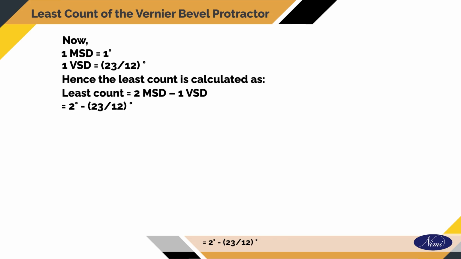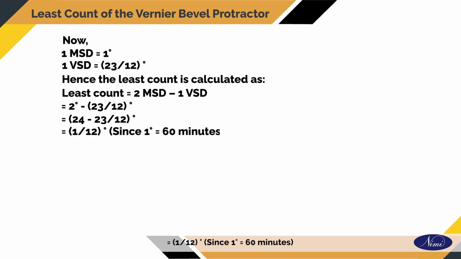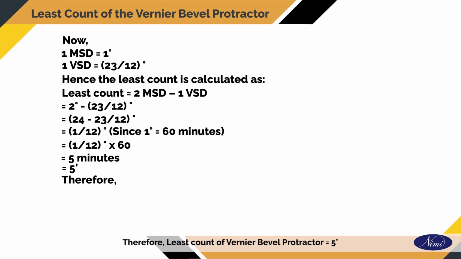which is equal to 2 degrees minus 23 by 12 degrees, which is equal to 24 minus 23 by 12 degrees, which is equal to 1 by 12 degrees. Since 1 degree is equal to 60 minutes, this is 1 by 12 degrees into 60, which is equal to 5 minutes. Therefore, the least count of the vernier bevel protractor is equal to 5 minutes.